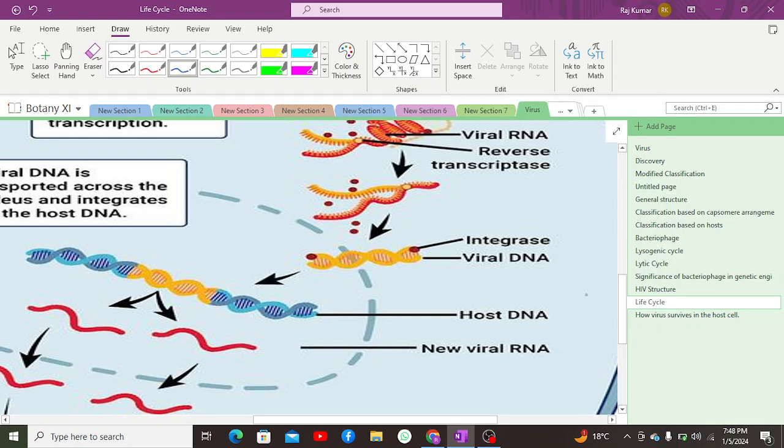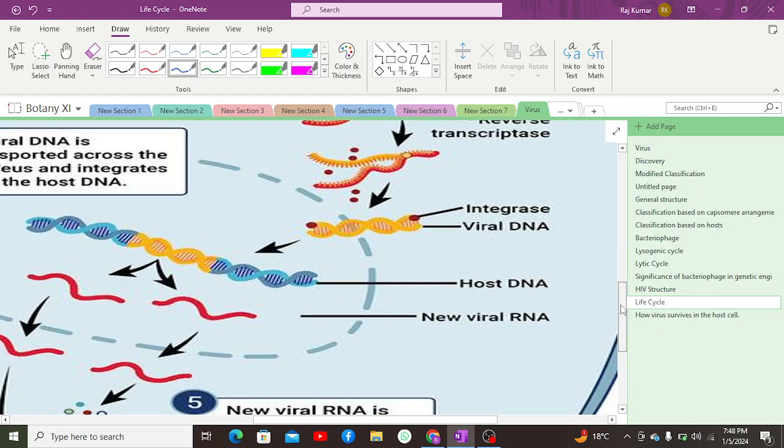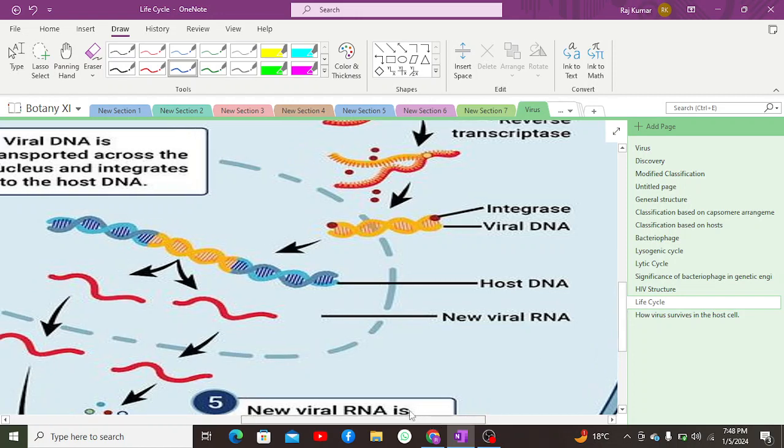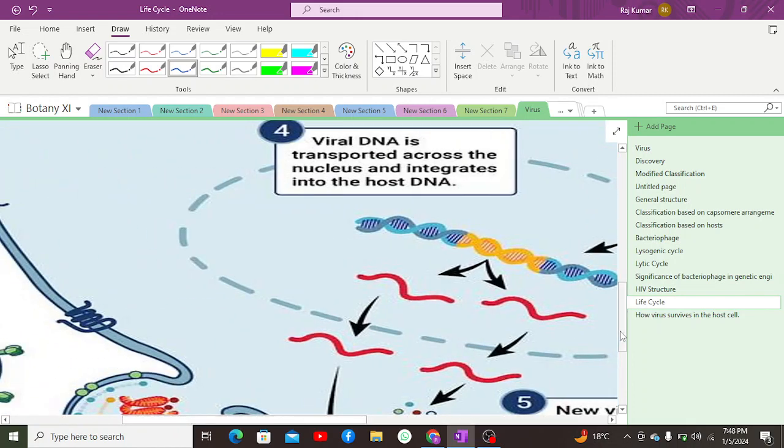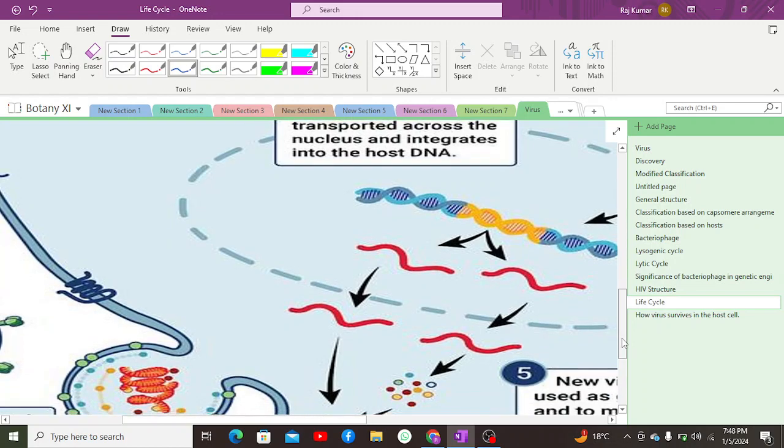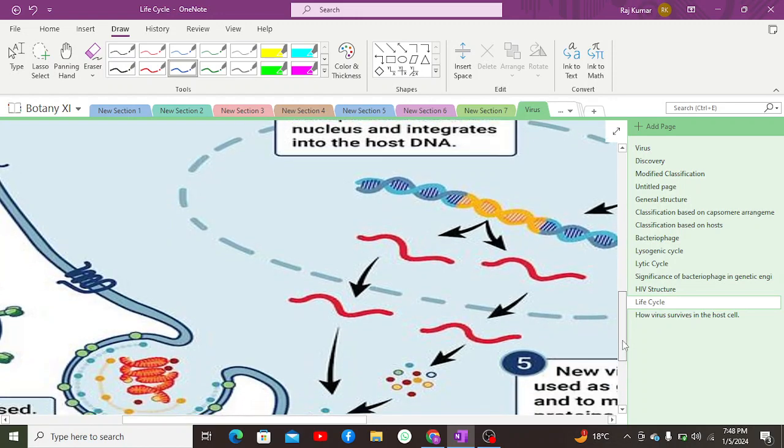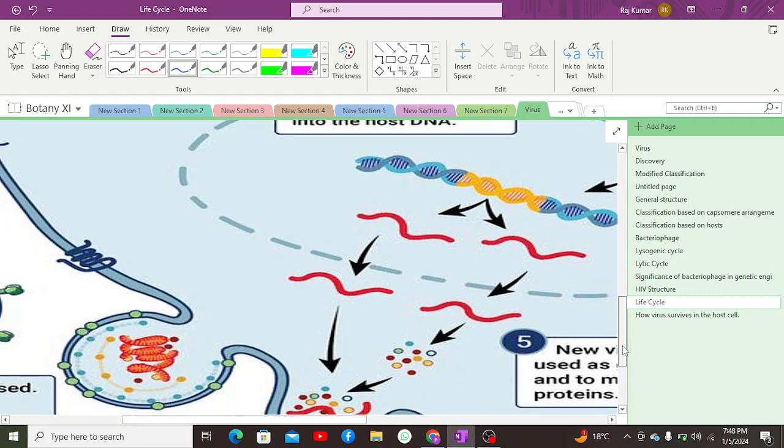Integration leads to incorporation of the viral genome into the T helper cell genome. The enzyme utilized here is integrase. Now, once integration occurs, the next step includes replication, such that it produces genes of its desired protein.